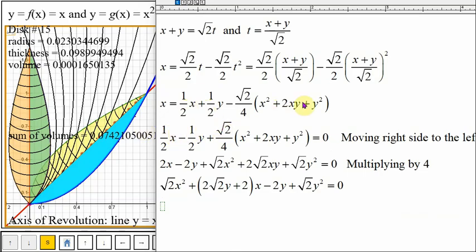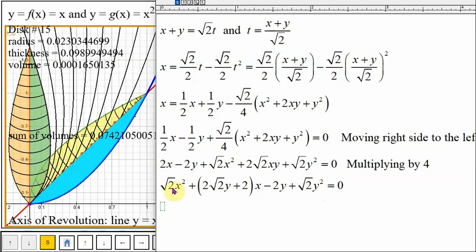And then move everything to the left side. And then multiply everything by 4. And then we end up with this. And then rearranging the terms, or combining the terms with the x right here, then we get √2 times x² plus (2√2 y + 2) times x minus 2y, and then plus √2 times y².